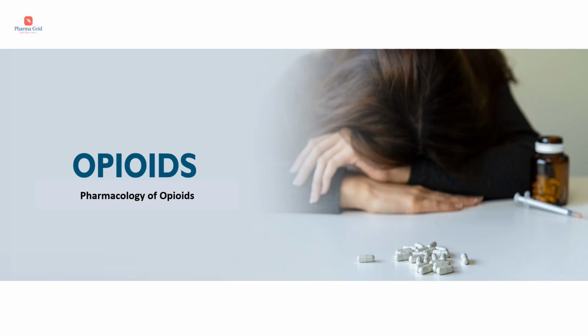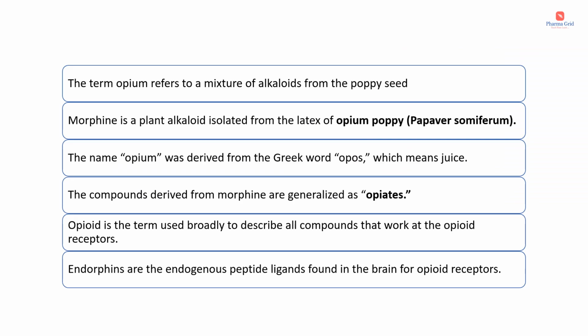So today we are going to learn about the pharmacology of opioids. The term opium refers to a mixture of alkaloids from the poppy seed. Morphine is a plant alkaloid isolated from the latex of opium poppy known as Papaver somniferum. The name opium was derived from the Greek word opos, which means juice.